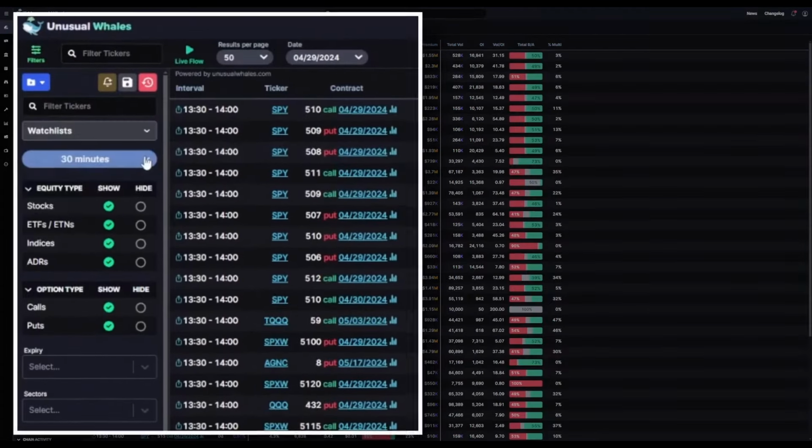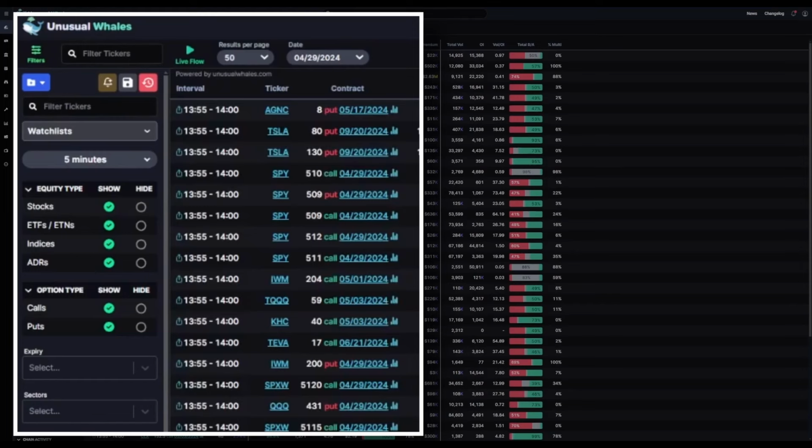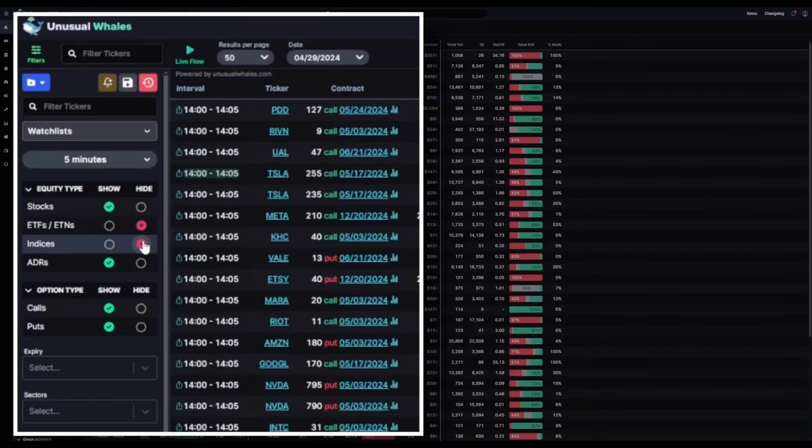To achieve this, I'll first set my time interval to 5 minutes. Like I said, I want it to be within a short time frame. For the equity type, I'm going to turn off ETFs and indices, to weed out the noise and hedging mechanisms that can sometimes be seen in SPY, QQQ, etc.